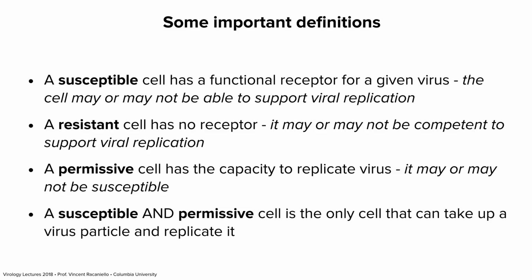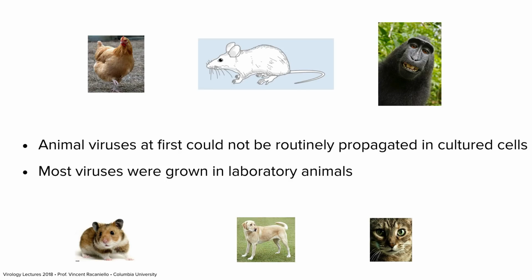And finally, a susceptible and permissive cell is the only one that can take up a virus particle and replicate it. So I want you to know, when I talk about permissivity, exactly what I mean. It's very easy. It's the ability of the virus to replicate in the cell. Think of it this way. If you took the nucleic acid out of the virus particle and inserted it into the cell, and we have ways to do that chemically, bypassing the receptor altogether, that would measure permissivity. And that's what we're talking about.